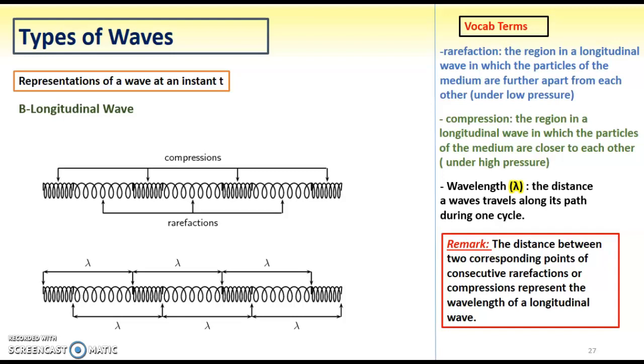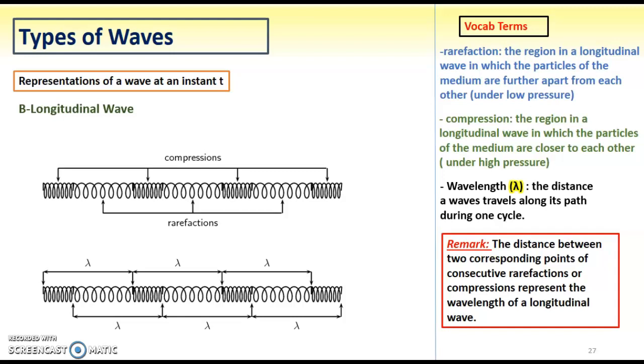So if we take the compression alone and consider it to be a cycle, and look to the region just beside the first compression, the behavior is different. The coils are apart from each other. That's why we cannot consider one compression alone as a cycle or one rarefaction alone as a cycle. A rarefaction plus a compression form a whole cycle.